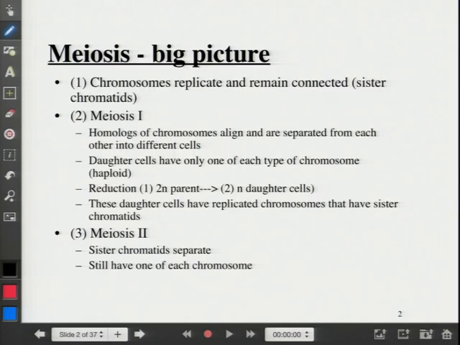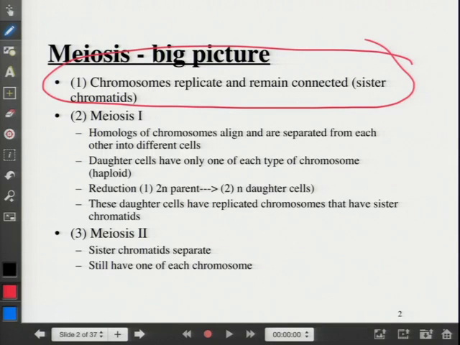So again, the thinking part rather than, I don't know what's in the gametes, oh my God, boys or girls? Just think through the process and you're going to get to the answer. Okay. So meiosis, the big picture.